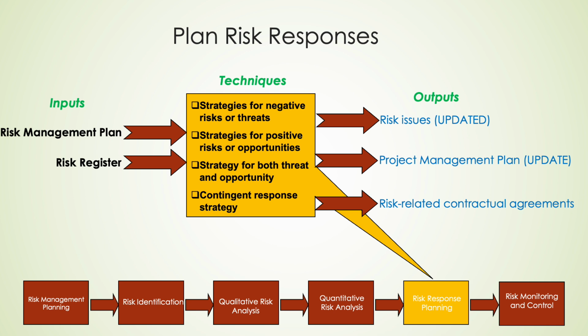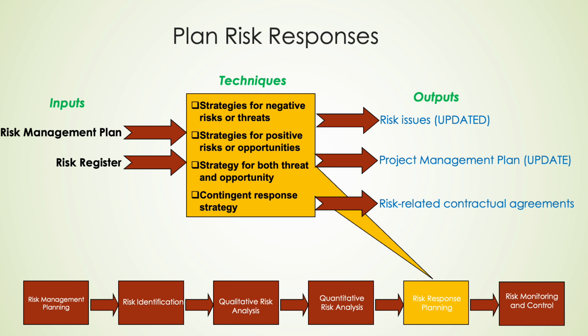The planned risk responses process focuses on developing options and determining actions to enhance opportunities and reduce threats to project objectives. It draws on inputs such as identified risks, analyzed risk data, and prior planning results to craft targeted response strategies. Using tools and techniques like strategies for threats, strategies for opportunities, combined strategies addressing both threats and opportunities, and contingent response strategies, the project team designs specific actions that are feasible, effective, and aligned with project goals.